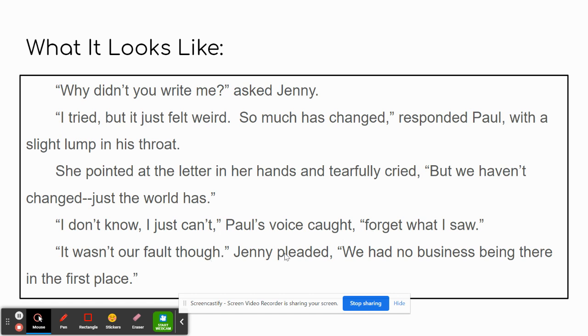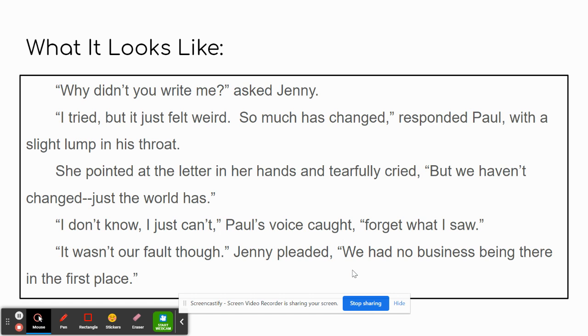As opposed to this one, even though we have Jenny pleaded in the middle, this is a brand new sentence, so we would capitalize it. So that is basically what it looks like. Again, you're not going to memorize this. You're just going to use this as a guide and go back to kind of check your work and make sure your work looks like this.